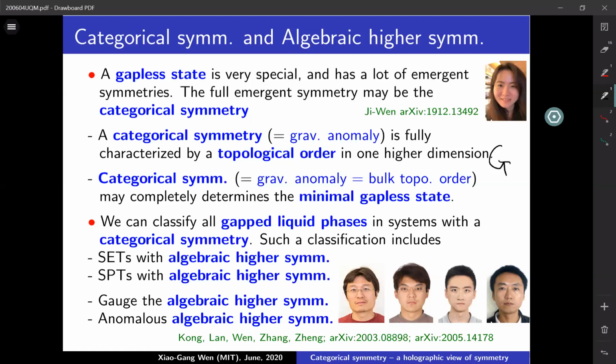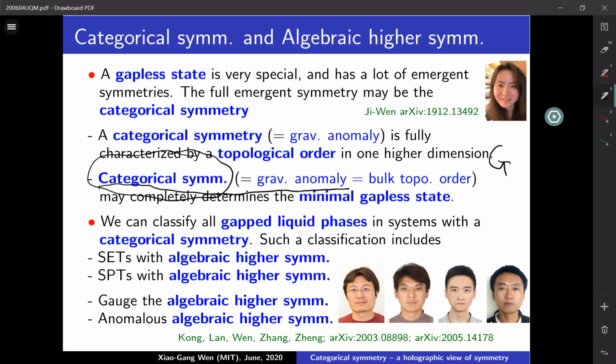One thing I didn't talk about is that once you compute this effective gravitational anomaly, which is the same thing as categorical symmetry being a gravitational anomaly, once you know that, you know all the low energy physics, like phase transitions and all that. So this is a very general way to derive duality relations. You can combine the topological charge and the symmetry charge all together, view this as an effective gravitational anomaly, and use that to derive duality relations.